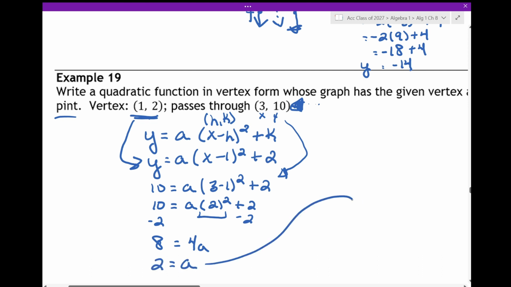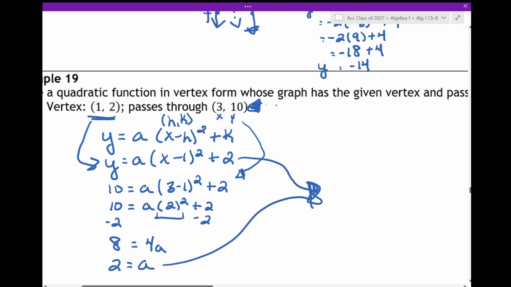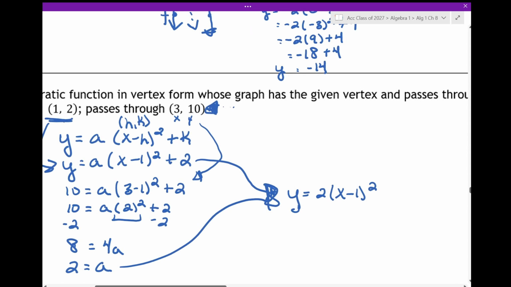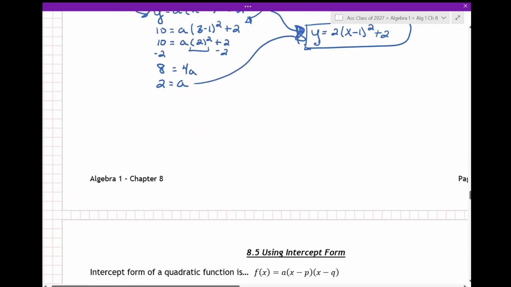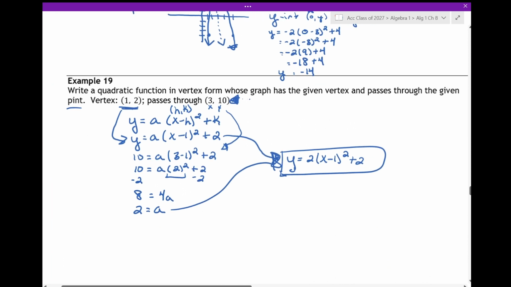Now I'm going to take that answer and back up here, I'm just going to plug in my a. y equals 2 times (x minus 1) squared, and then plus 2. And that's that. Let's see if we have another problem. Nope, that's going to be it. Whenever we're writing the equation given the vertex and a point, you will always first plug in your vertex, and then after that, you'll use that random point to get your a value. All right, there we go.